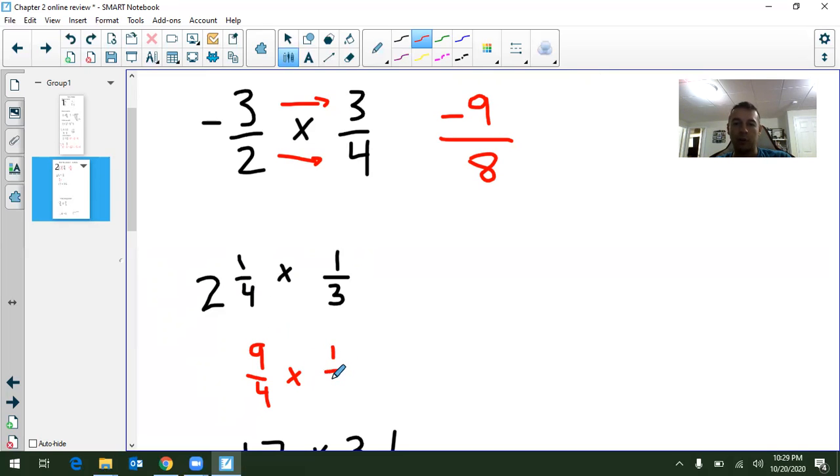1 over 3. You may be asking yourself, do we need common denominators? No, not in multiplication, you don't. We're just multiplying straight across. So 9 times 1 is 9, and 4 times 3 is 12. And we are done. Just kidding. We can pull out a 3. So our answer would be 3/4.